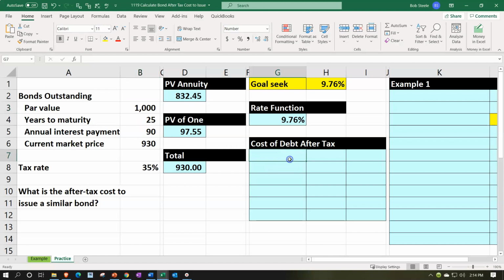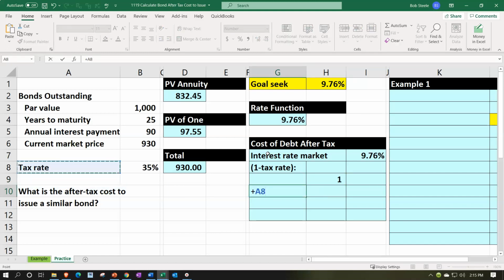Okay, so now we can just do our normal type of calculation now that we have the cost. This would normally be what we consider the cost to be if there were no taxes. Now we have to include taxes. So the interest rate, I'm going to say market rate, is going to be this 9.76, making that a percent, adding a couple decimals. Then we're going to take 1 minus the tax rate. So I'm going to say tax rate is the 35% here.